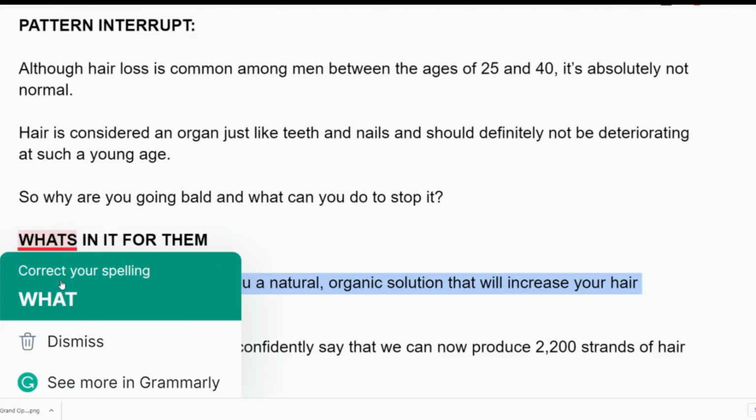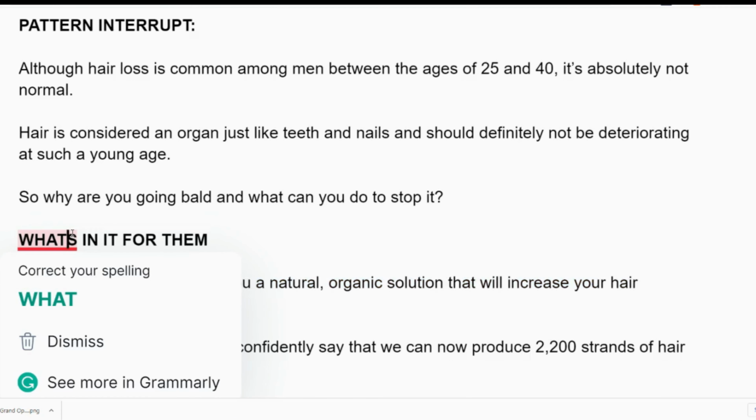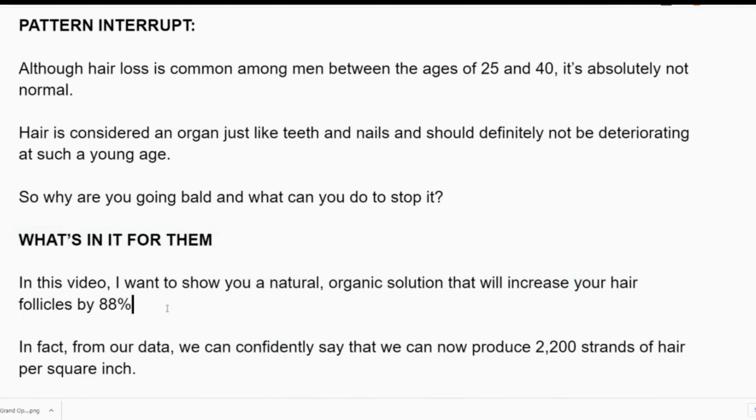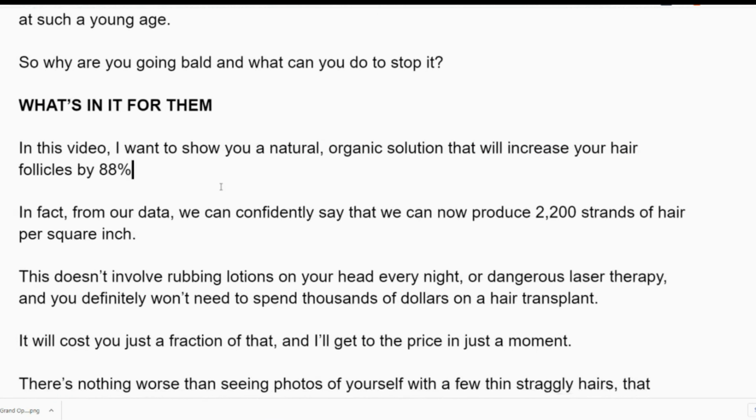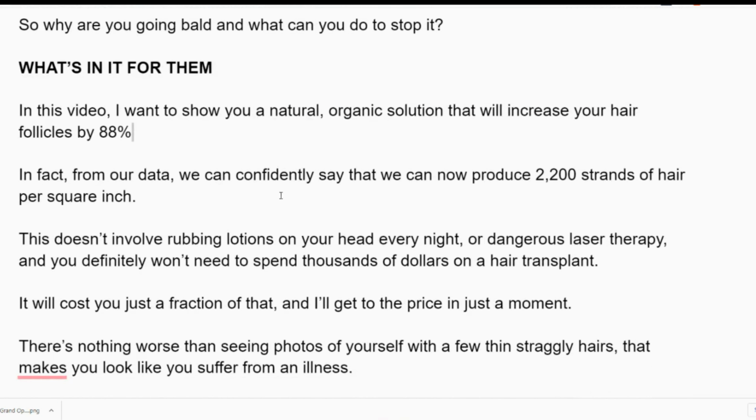And again, I've just got this from the VSL. I haven't come up with this stat. This was in the VSL, so I'm just sticking with that. And from our data, okay, I've got more facts here as well. So I've said we can now produce 2,200 strands of hair per square inch.